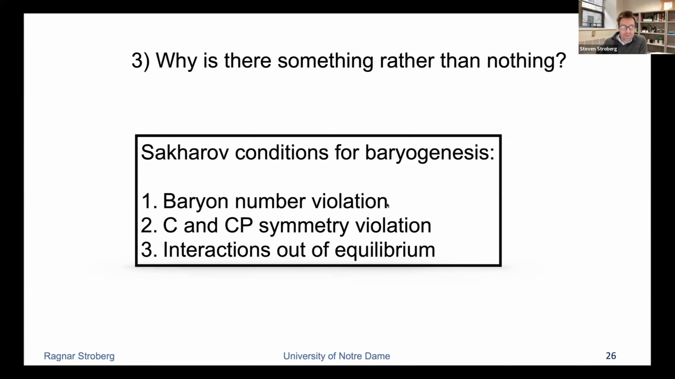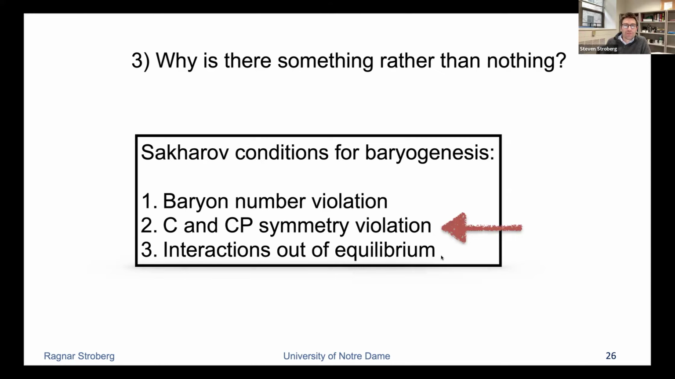But in addition to that, you need to violate C and CP symmetries. So that would be charge conjugation symmetry, and the combination of charge conjugation and parity. These need to be violated. Now we know we have CP violation in the standard model from the weak interaction, but it's not enough to give us the baryon asymmetry that we see in the universe, so there has to be some additional source. And finally, you need to have interactions out of equilibrium. Otherwise, you just have processes happening equally in both directions, and you can't generate anything. So this can happen, for example, during inflation or in the early universe where things are expanding, and so it's not in equilibrium.